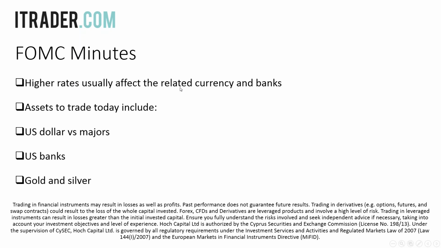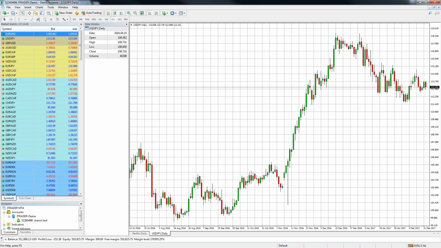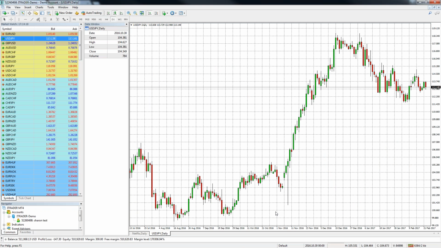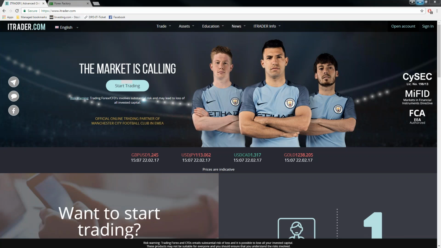Higher rates usually affect the related currency and banks. Assets to trade today include the US dollar versus majors, which means euro versus the dollar. Just pay attention that if you trade the euro versus the dollar, for example, when the dollar gets stronger, the euro versus the dollar goes down, because here the US dollar is the secondary currency, not the main. US dollar versus Japanese yen will go up, or will go down, depends. So pay attention if it's the main or the secondary currency.